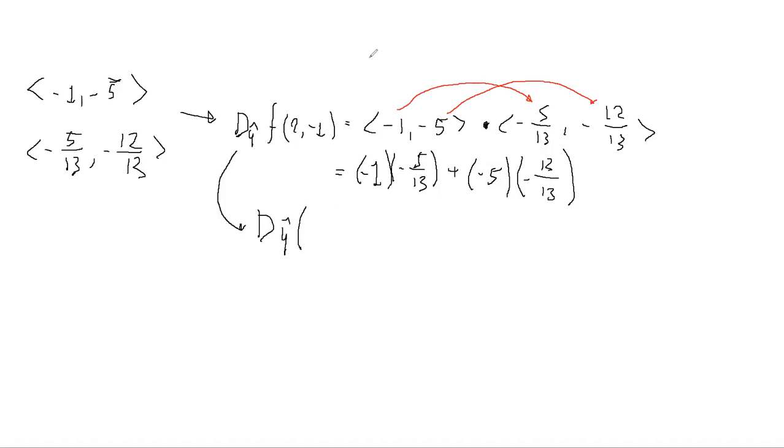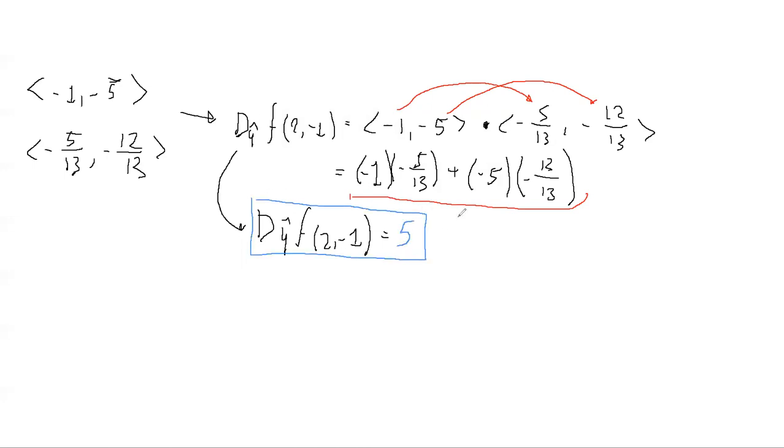So this will be your f at 2, negative 1. By plugging all this into your calculator, negative 1 times negative 5 over 13 plus negative 5 times negative 12 over 13, you should get 5. So there you have it. This is the answer for 6.2. That's how you do it.